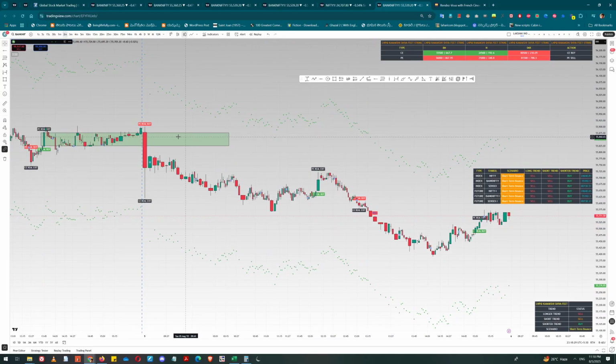So 9:25 is your entry candle. You need to find the time in the tool. That is a very important thing. So 9:25 is our entry candle. So what did I say?